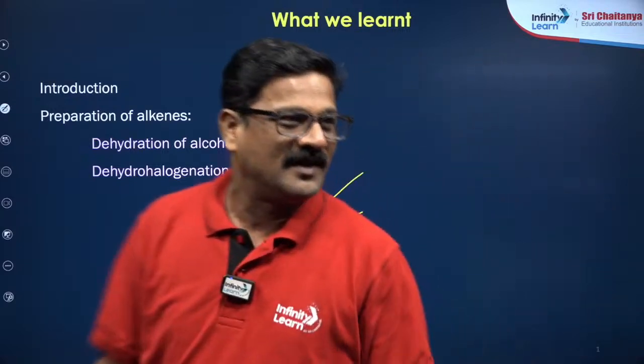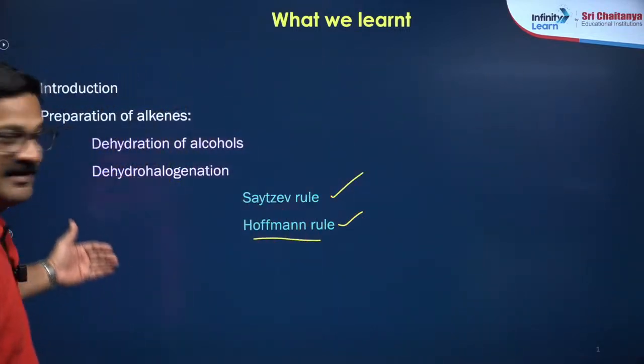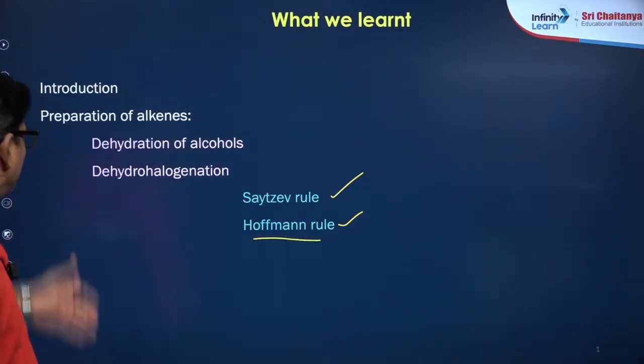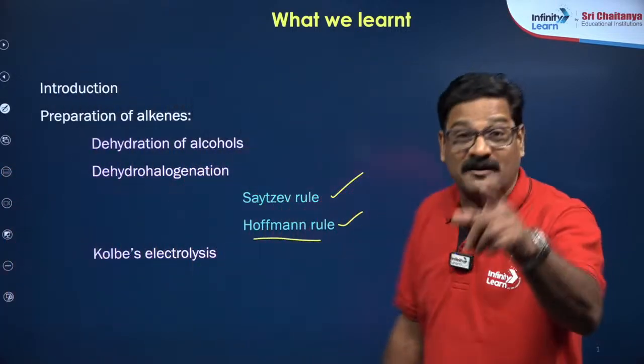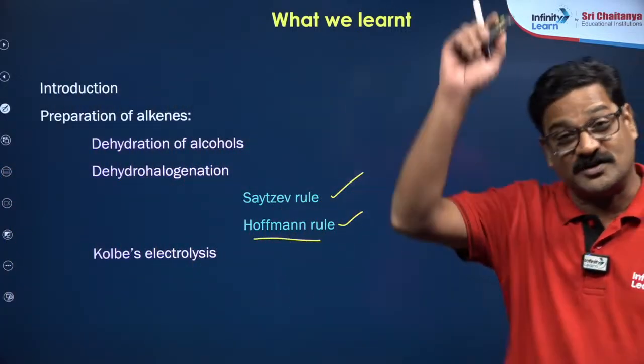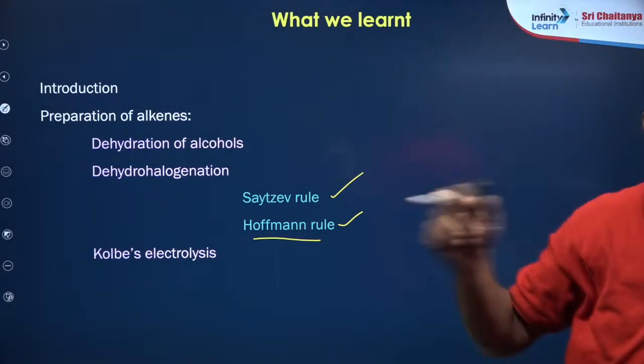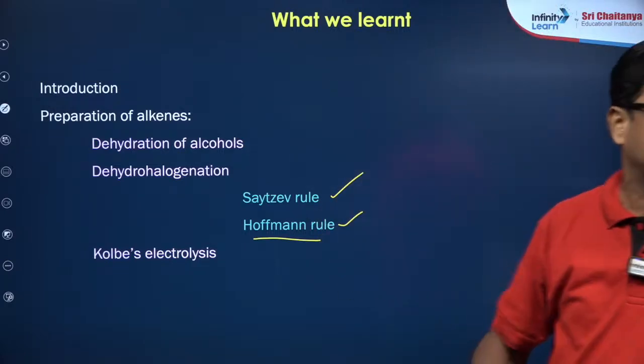Great. What else did we do besides this? Dehydrohalogenation, then also Kolbe electrolysis. If you remember, we discussed Kolbe electrolysis in alkanes as well as here in alkenes.